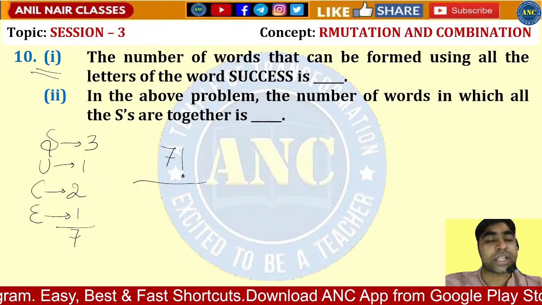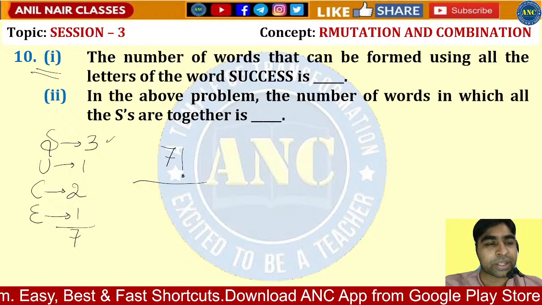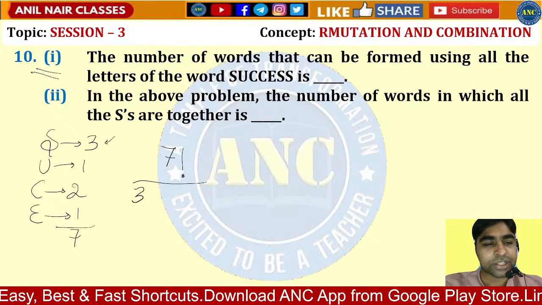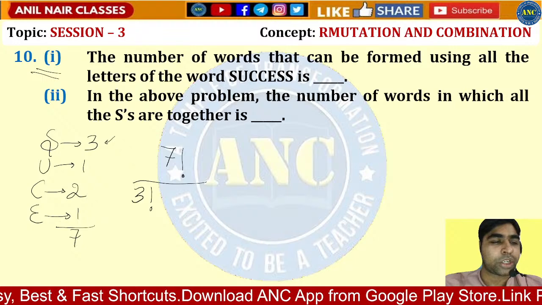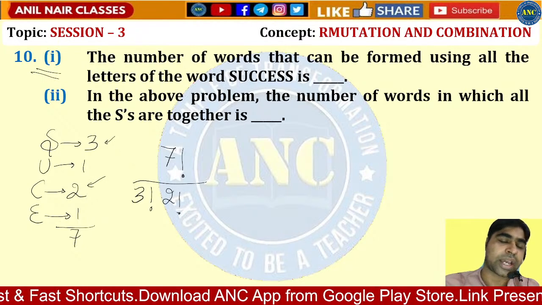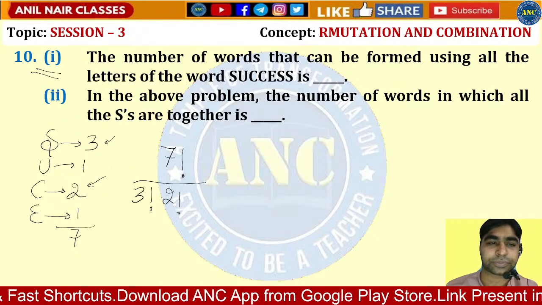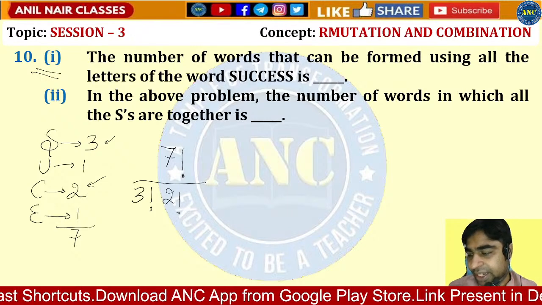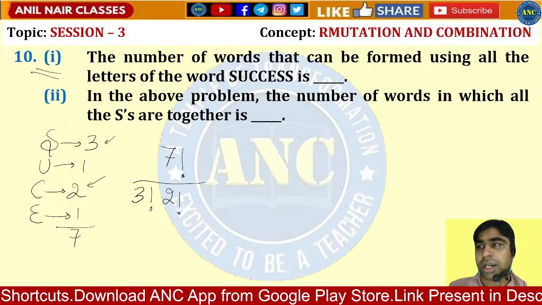But because they are not distinct, how many of them are similar? 3 S's are similar, so we'll divide it by 3 factorial. 2 C's are similar, so we'll divide it by 2 factorial. And this would be my answer. Understanding my point?